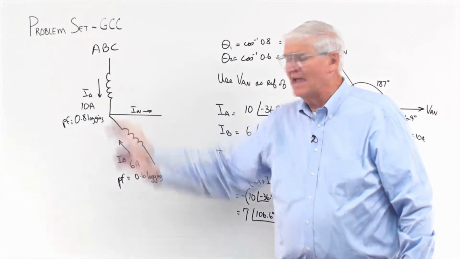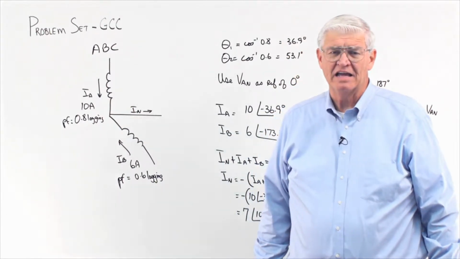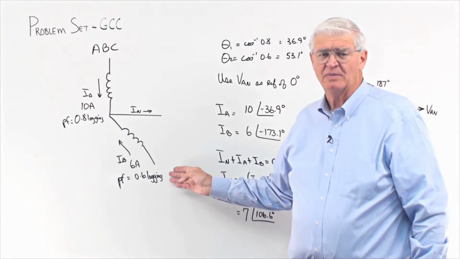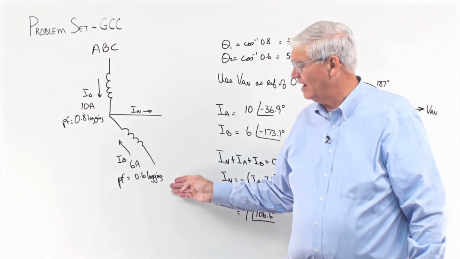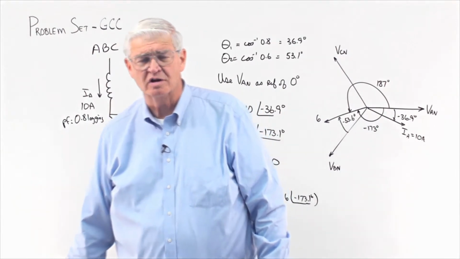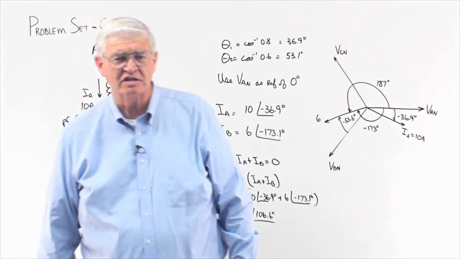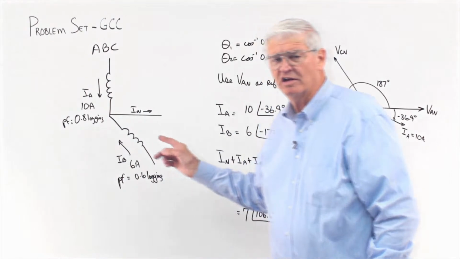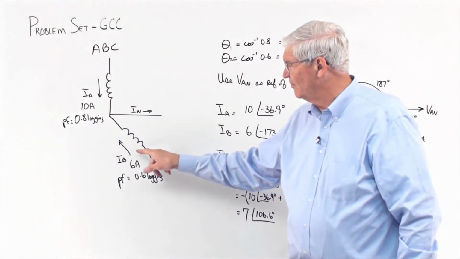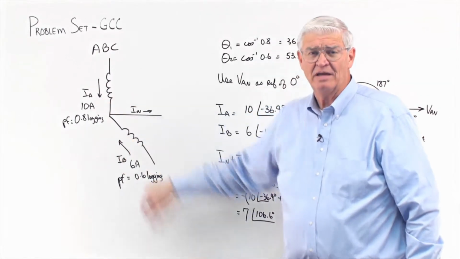We basically have 10 amps flowing in phase A at 0.8 lagging power factor and 6 amps in phase B at 0.6 lagging power factor. So what we want to look at is what will be the neutral current. If you look at this diagram real quick, you'll notice that it's implied that the neutral current is equal to the sum of IA and IB.